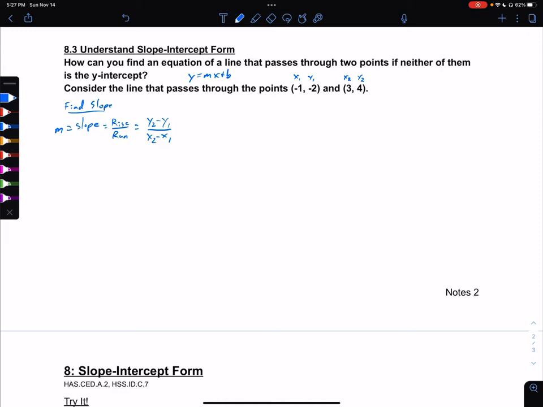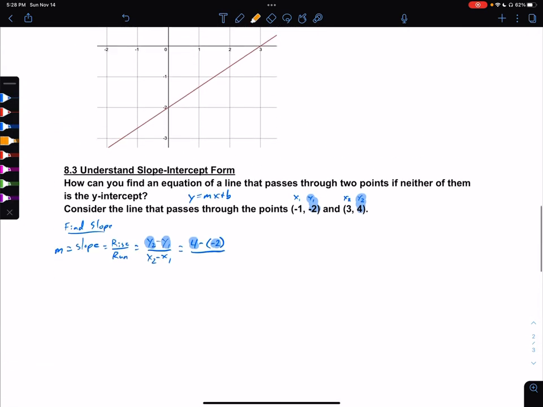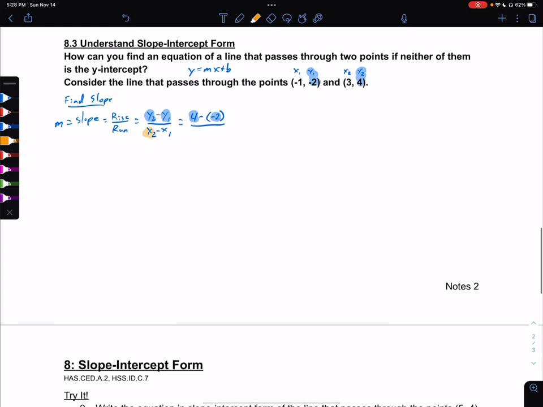So I'm going to substitute my numbers in. My y values, I'm going to pull from here. So I'm going to plug in 4 minus negative 2. Be careful with your signs. And then my x values, x2 and x1. Again, be very careful with the signs. Make sure you follow the same order. So 3 minus negative 1.